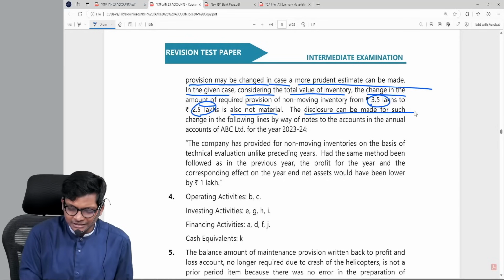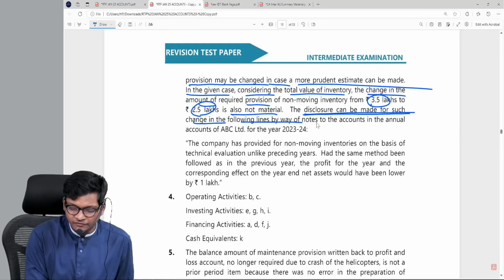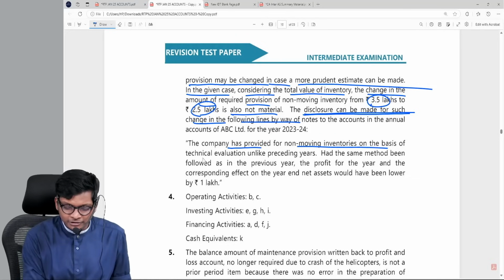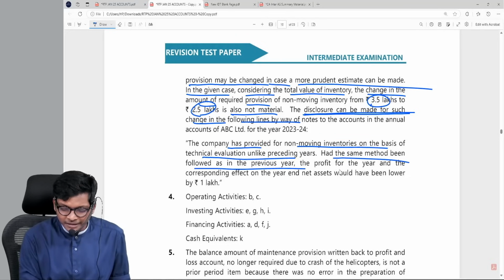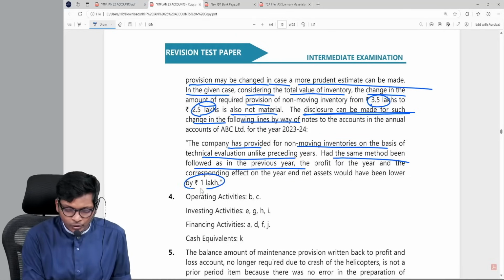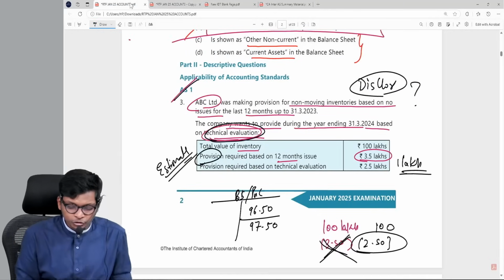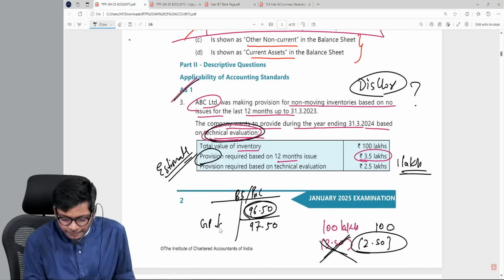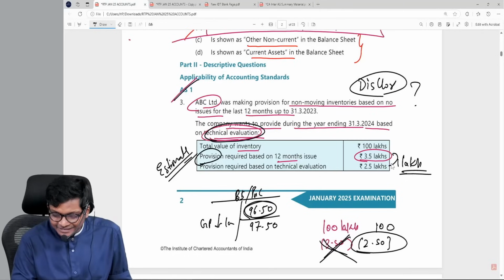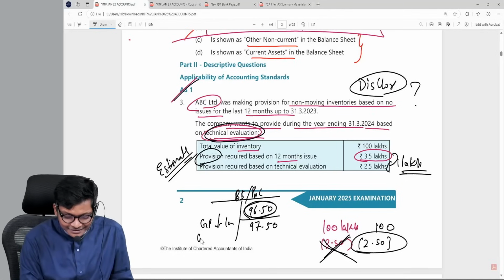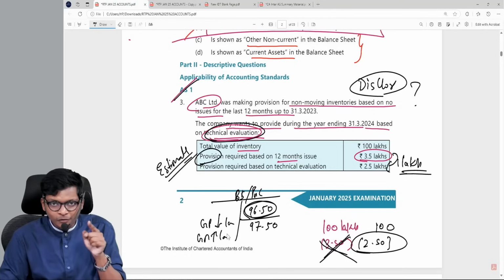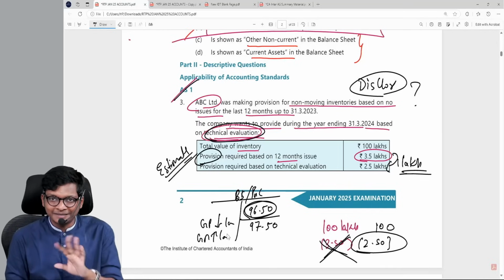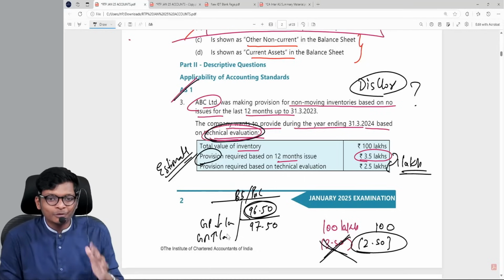The disclosure, still they're saying the disclosure can be made for such change in the following lines. Your own disclosure: Company has provided for non-moving inventories based on technical evaluation. Had the same method been followed, profit would have been lower by 1 lakh. Sir, how profit? You should just disclose. If it was 96.5 now, my gross profit will be less by 1 lakh. Because I changed the provision method, I am increasing gross profit by 1 lakh. So you have to disclose, hey, this year my profit increased, not because I worked hard, but because the method changed. This is what people do in real life.